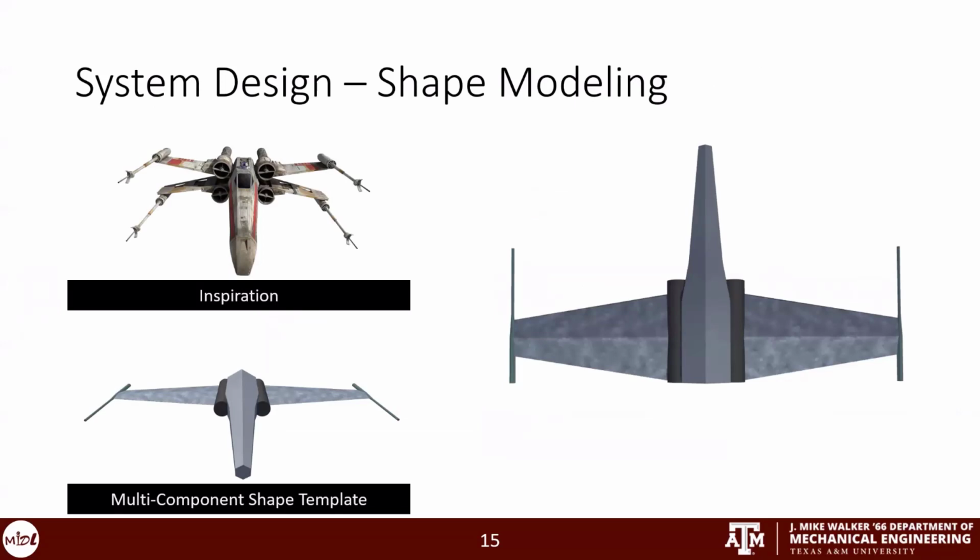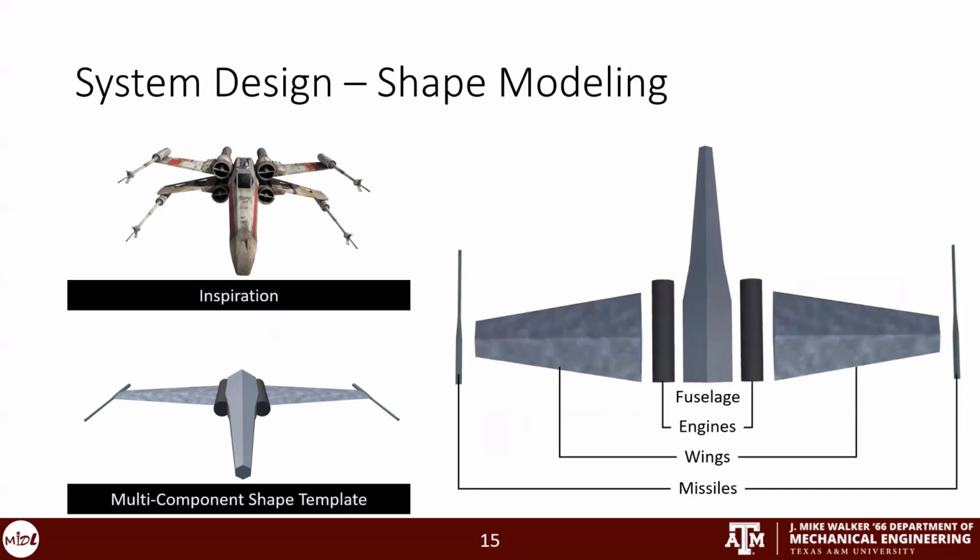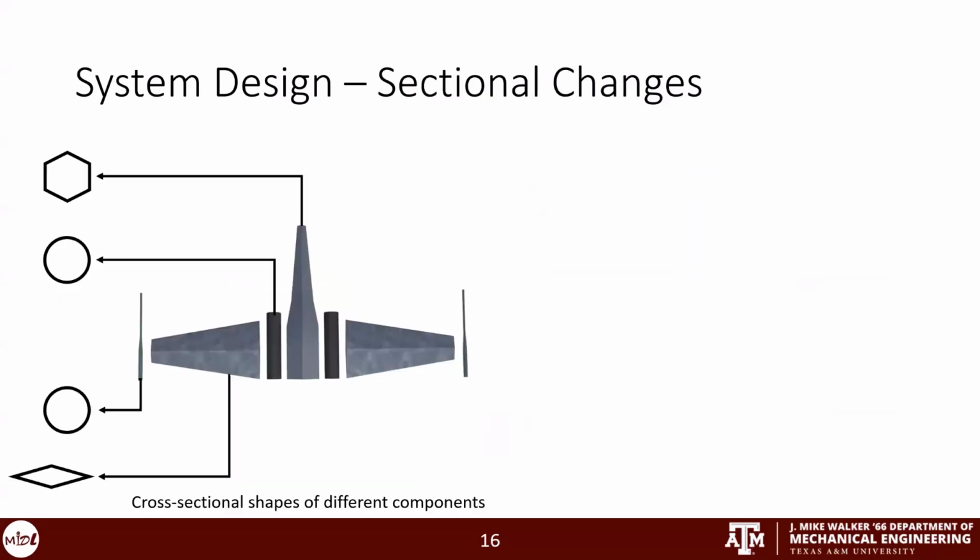Moving on to the specifics of our ShapOrator system, we start with the shape template, which we created by taking inspiration from the design of the X-Wing from Star Wars. The template is a multi-component assembly where each component is created using swept volumes. The shape template comprises one fuselage, also called the body, two engines, two wings, and two missiles.